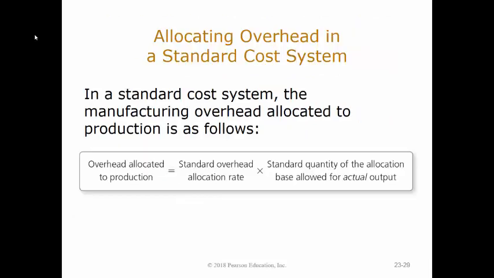The standard overhead allocated to production can be found by taking the standard overhead allocation rates, X amount of dollars per hour, or X amount of dollars per unit of your cost driver, and multiplying it by the standard quantity of your allocation base, your driver, allowed for actual input. So if our driver is direct labor hours and it should have taken a certain amount of hours for each unit that we made, we just adjust that up to the actual number of units that we made.